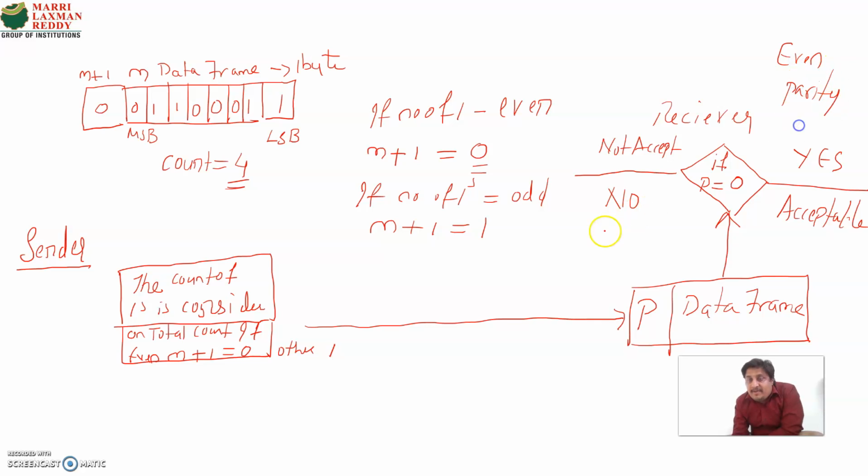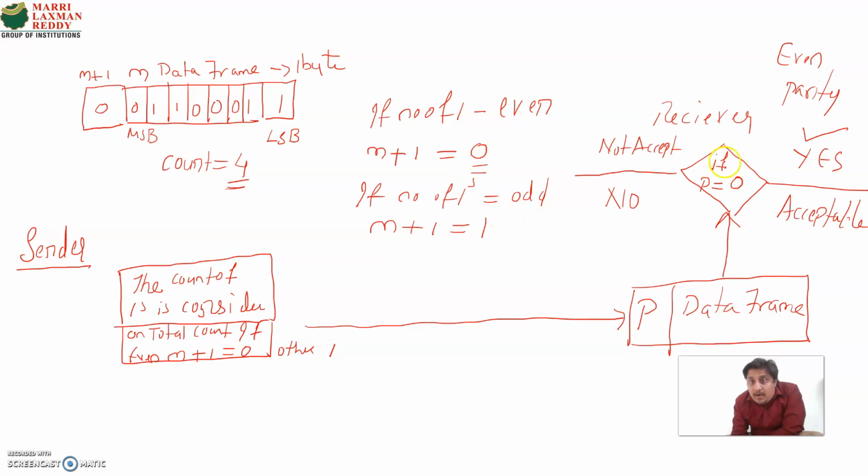We will call it even parity. Means what? If the total number of ones is even, then the parity bit will be made 0. If the total number of ones is odd, then it is 1. So in our case, as the parity bit is 0, the data frame will be acceptable.